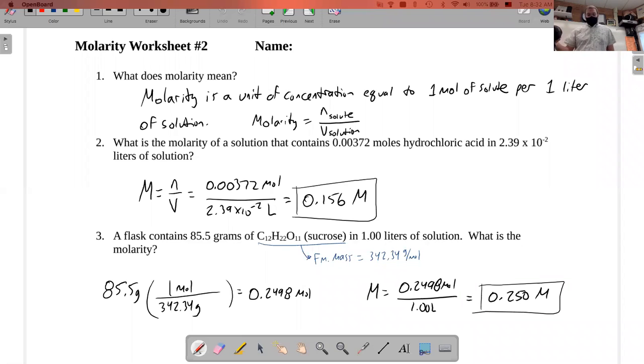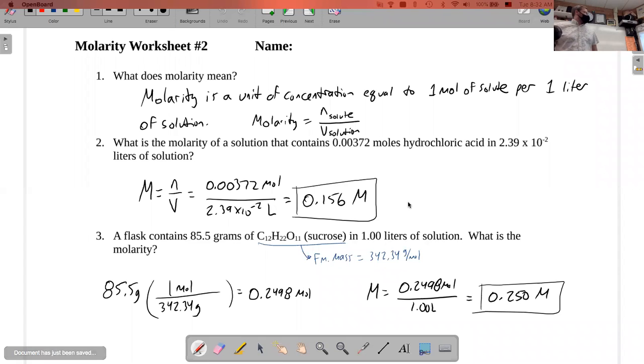So molarity is very simple. It's just the number of moles of solute divided by the volume of the solution. So if you have 0.00372 moles of hydrochloric acid and 2.39 times 10 negative 2 liters of solution, you take the number of moles of solute, the solute here is hydrochloric acid, and divide it by the volume of the solution. 0.156 molar. There's three significant figures.